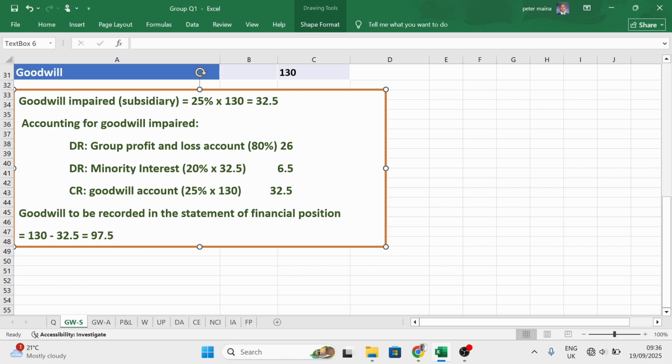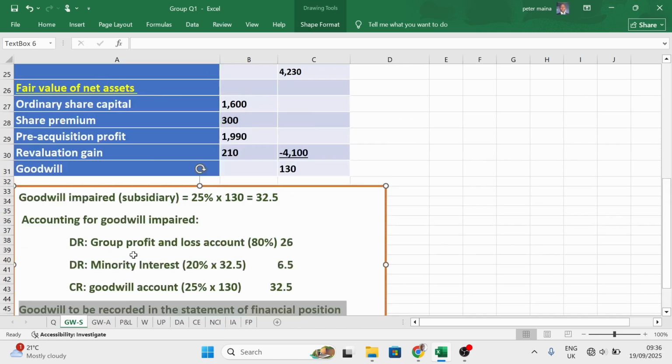So the whole amount is 32.5, which was 25% of 130, and that is what we have here, 25% of 130, giving us 32.5. So 100% of the goodwill impaired is going to be credited to the goodwill account. And then the goodwill to be recorded in the statement of financial position is the amount of goodwill itself. You deduct the goodwill impaired. So the remaining amount of 97.5 is going to be shown under non-current assets as the value of goodwill.